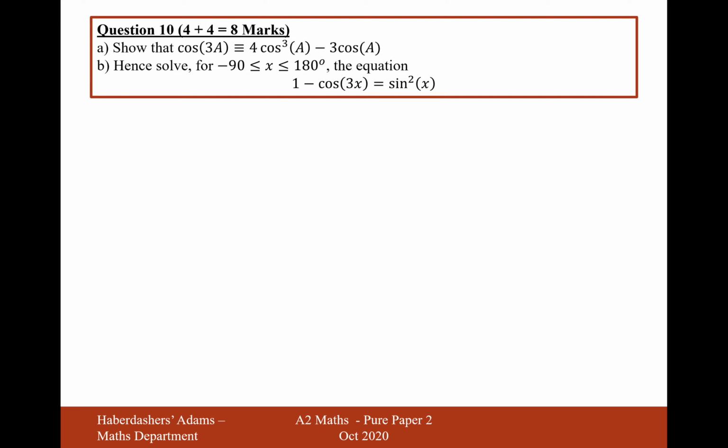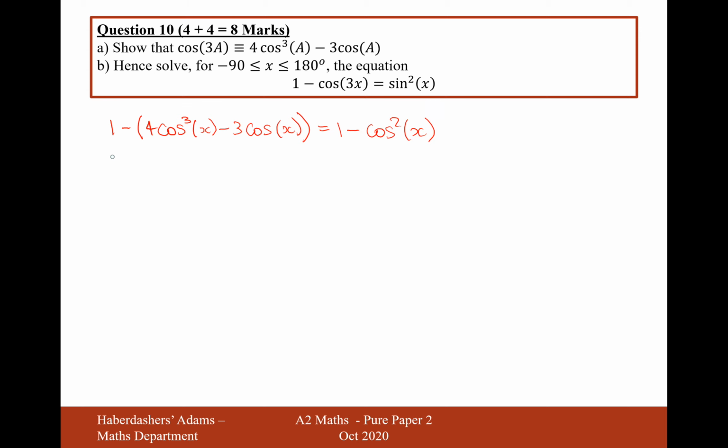Let's now move on to part B. Prove for x in between minus 90 to 180 this expression here. Given that we've just proven that cos 3a is equal to this expression on the right, we must be replacing the cos 3x with that right hand side. So it's going to be 1 minus 4 cos cubed x minus 3 cos x equals sine squared x. Now we want this equation all in terms of cos, so I'm going to straight away write this as 1 minus cos squared x.